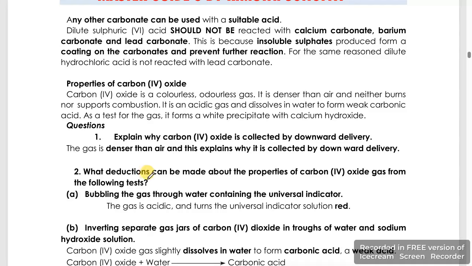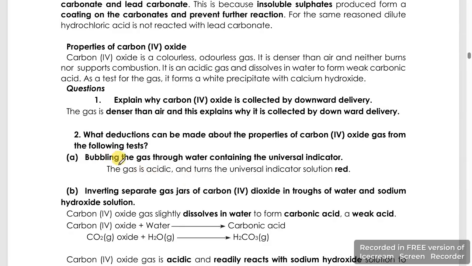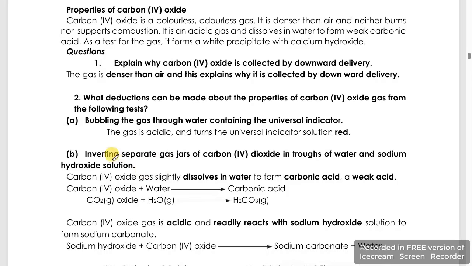What deductions can be made about the properties of carbon dioxide gas from the following tests? When you bubble the gas through water containing a universal indicator, the carbon dioxide is acidic, therefore blue litmus paper will change to red. If it is an indicator, the solution will be red. That is very correct. So carbon dioxide is an acidic gas.